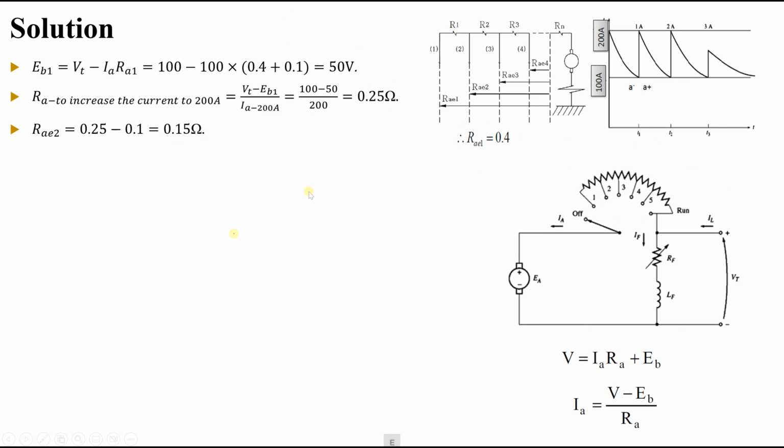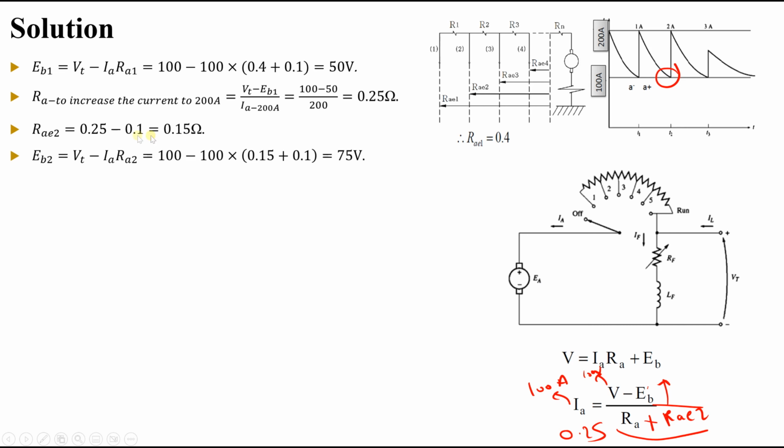Now again, I'm going to wait for the current to go down due to the increase in E back. So I would like to know the new E back at 100 amperes at this point, when the resistance will be R armature plus RE2, right, at the new resistance, which is all of this 0.25, and terminal 100 volt. Now get the new E back.